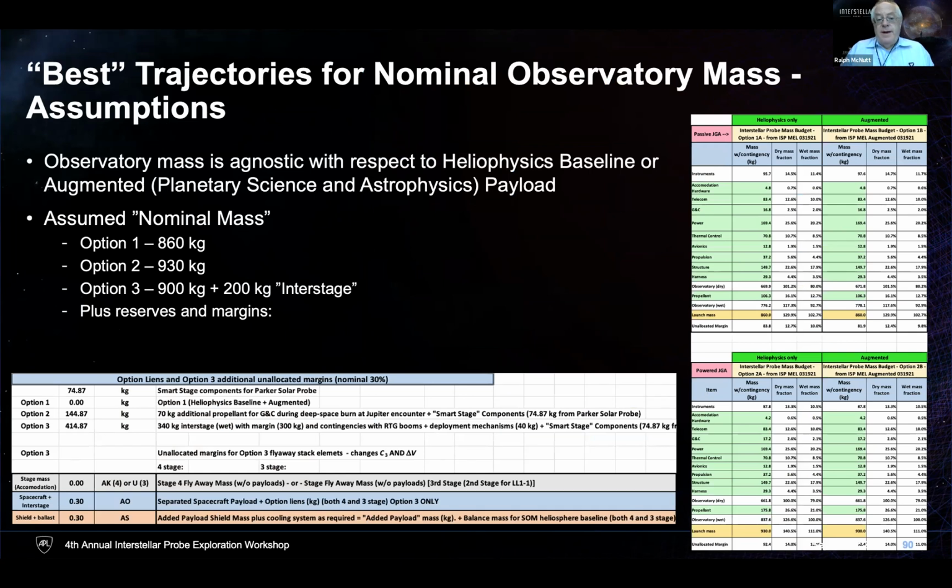So we looked at best trajectories for the nominal observatory mass assumptions. And again, option 1, a separated observatory mass of 860 kilograms, option 2, 930, and then option 3, 900, plus the 200 kilogram interstage and other things. And Jim mentioned earlier that stack mass all together came out to about 7 metric tons. I'll show a little bit more on that again once one puts in all the thermal shield mass as well. Next, please.